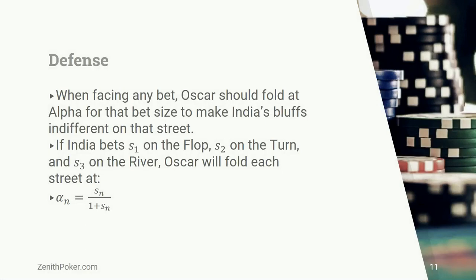Once again, Oscar will fold at alpha against any bet in order to make India's bluffs indifferent on that street. So if India bets S1 on the flop, S2 on the turn, S3 on the river, Oscar will fold each street at Alpha 1, Alpha 2, and Alpha 3, respectively.